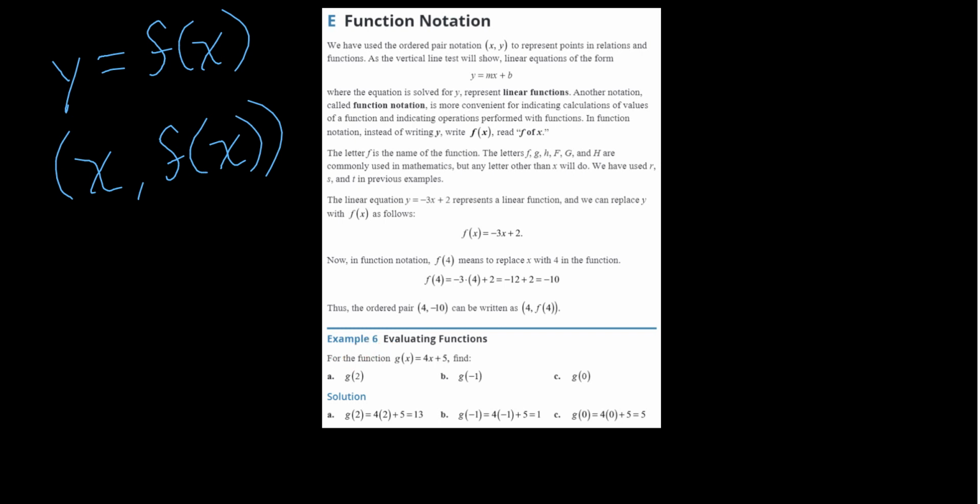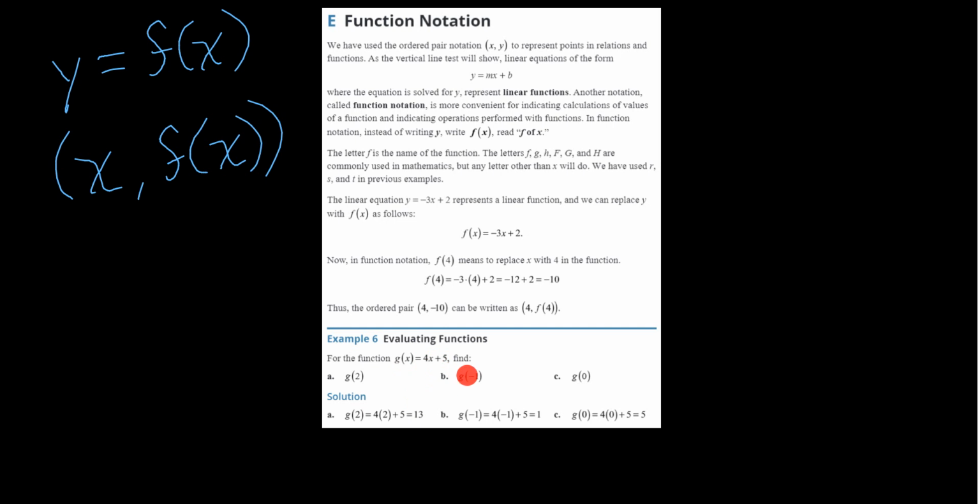We have for the function g of x equal to 4x plus 5, find g of 2. Well, what we do, see, notice how the 2 here, g of 2, we have g of x. The 2 replaces the x. So in the problem, you replace the x with a 2. So you'd say 4 times 2 plus 5, which is 8, plus 5 is 13, and we see that here.